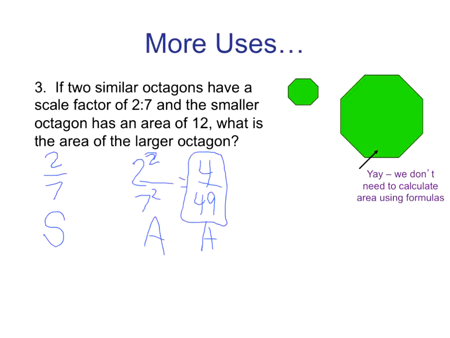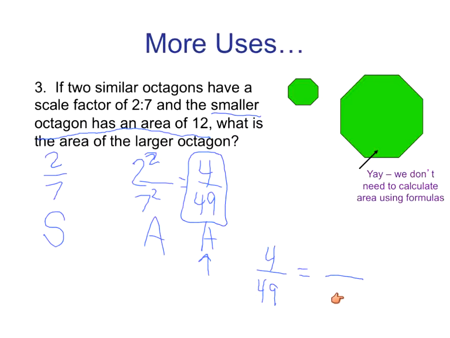Okay, I'm pausing right there. Does anybody have a question how I did that? So each time I'm going to write my similarity ratio, you're going to write your area ratio. Now I'm going to look at the rest of my problem because this gave me one more piece of the puzzle. Can you underline this with me in your notes? The smaller octagon has an area of 12. What we're going to do now is we're setting up proportions. I'm using my area ratio, 4 over 49 equals, and I need to plug in the rest of my proportion. 4 is going to belong with the smaller octagon.